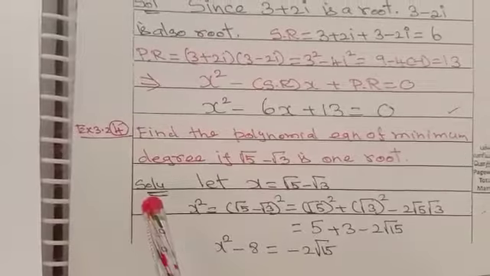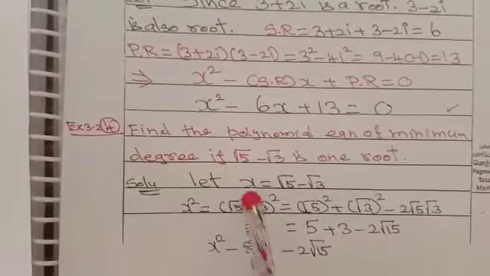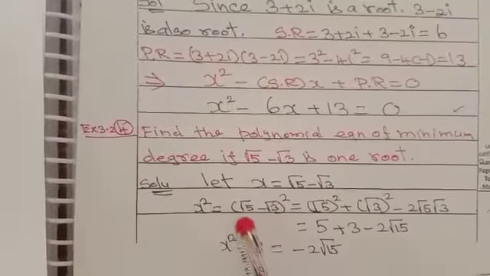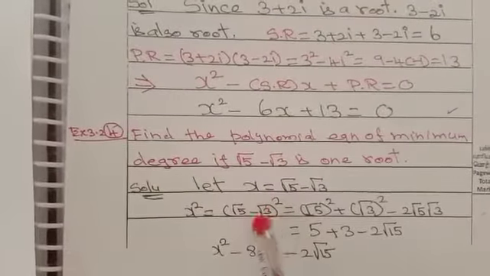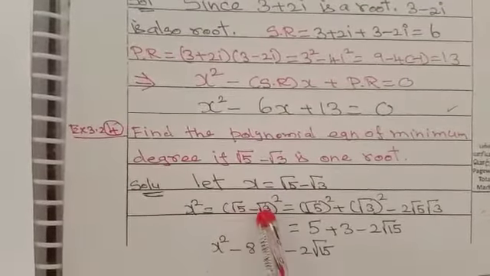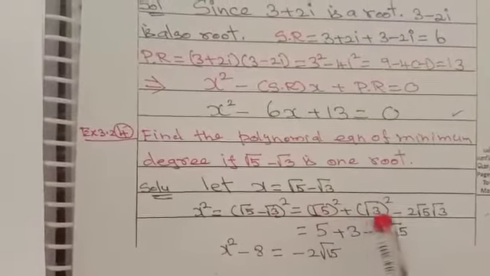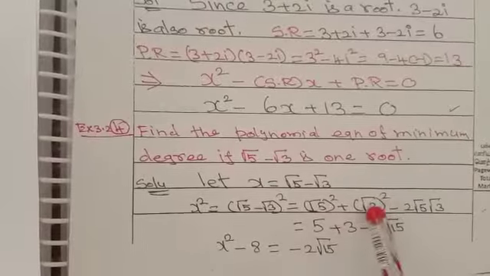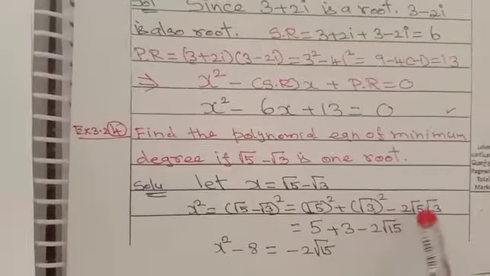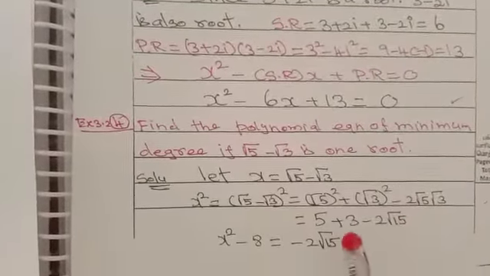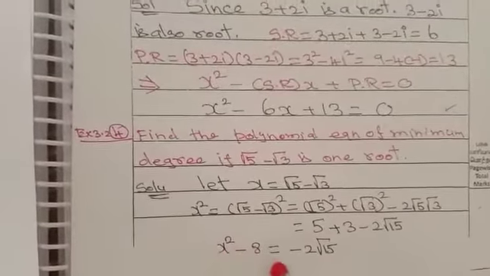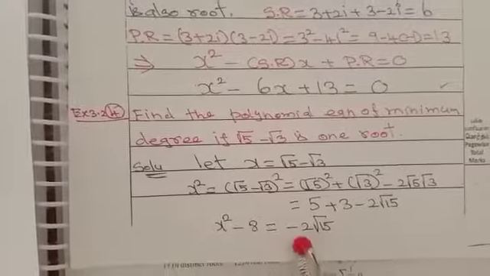Solution: let x equal to root 5 minus root 3. So x square equals (root 5 minus root 3) whole square. This is of the form (a minus b) whole square, so a square plus b square minus 2ab. We will get 5 plus 3 minus 2 into root 15. Now bring this 8 to the left hand side. It becomes x square minus 8 equal to minus 2 into root 15.